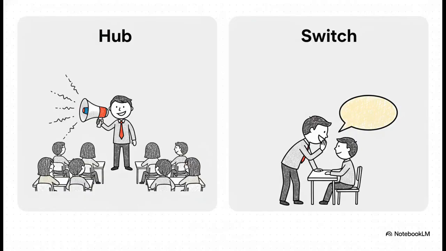This classroom analogy just nails the difference. A hub is like a teacher shouting a private grade out to the entire class. It's disruptive, and everyone hears it. A switch, on the other hand, is like that same teacher walking over to a student's desk and whispering the grade directly to them. It's private, it's targeted, and it doesn't interrupt anyone else.